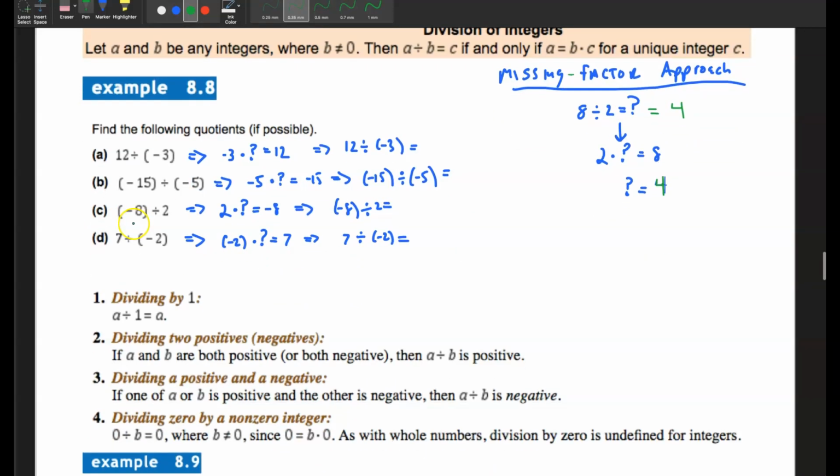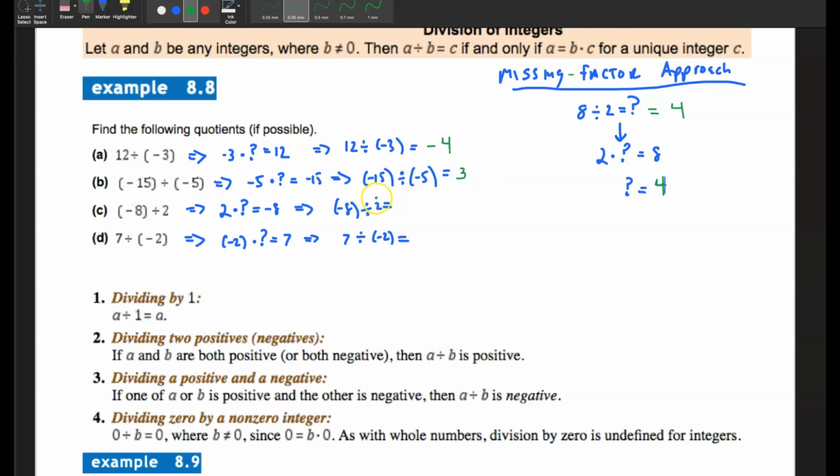Looking at these examples here, 12 divided by negative 3 equals what? Well, you've already memorized these rules, some of you, right? Positive divided by negative is a negative. That's true, but again, it gets motivated by our missing factor approach. That means negative 3 times what equals 12. For this to be positive, that factor has to be negative 4. Negative 5 times what equals negative 15? That has to be a 3.